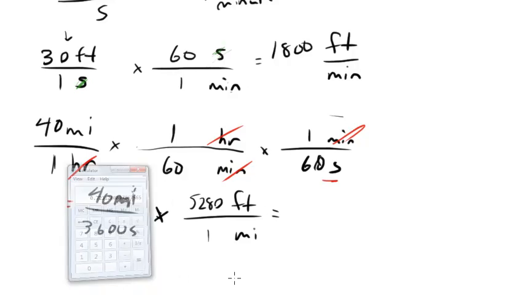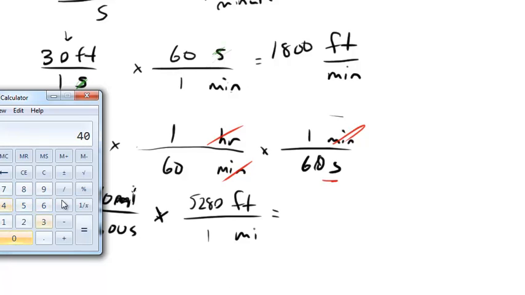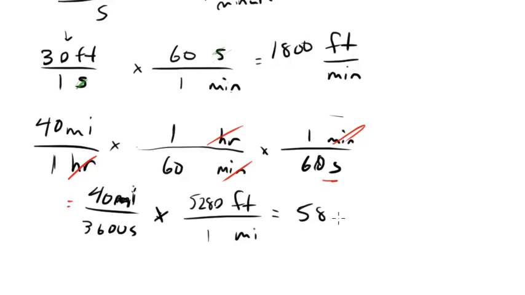So let's see. It's got to be 40. Let me just clear this out first. 40 times 5280. Okay. Then we're going to divide the answer by 3,600. And we're going to get 58.66666, or 58 and 2/3, whatever, or 0.67, whatever, feet per second, right? Because here the mile unit is going to cancel, and we're left with feet per second.